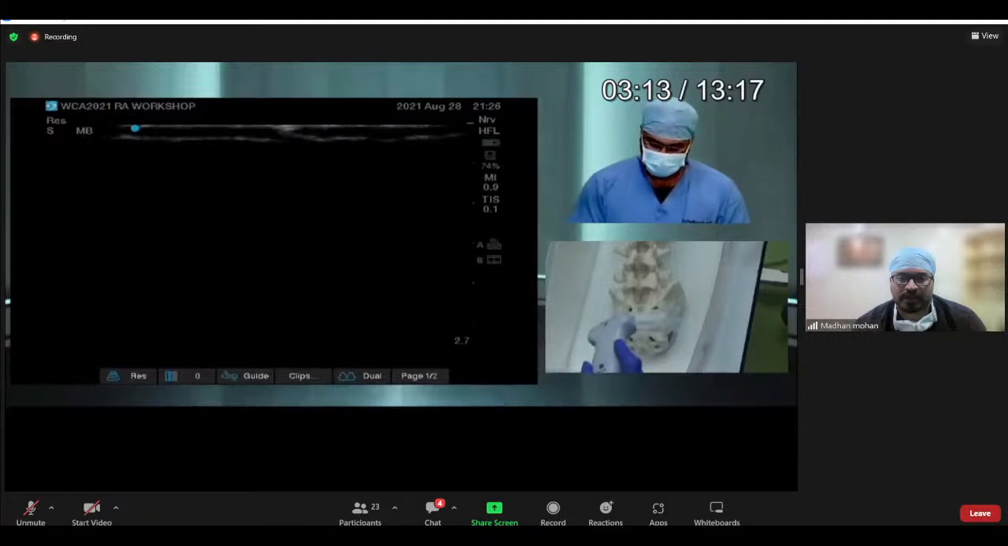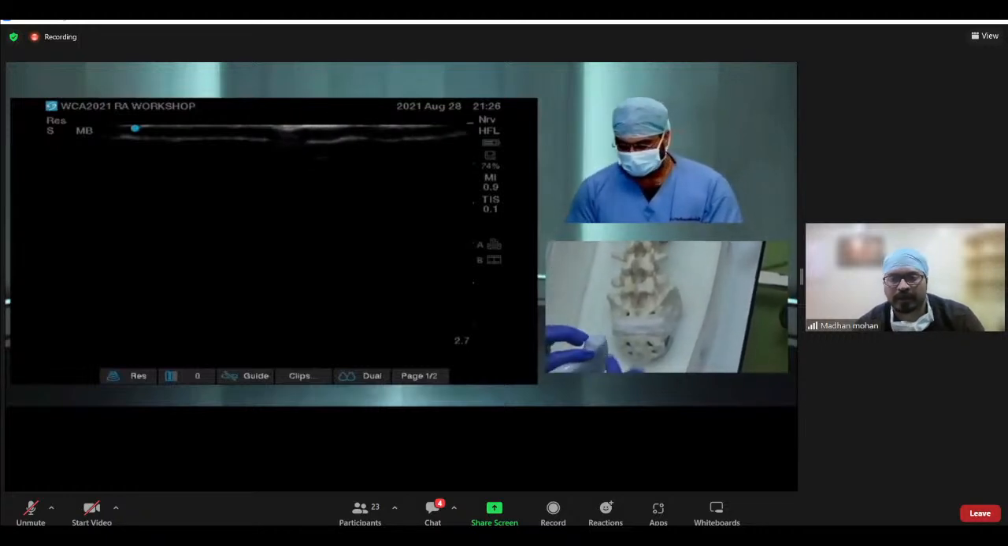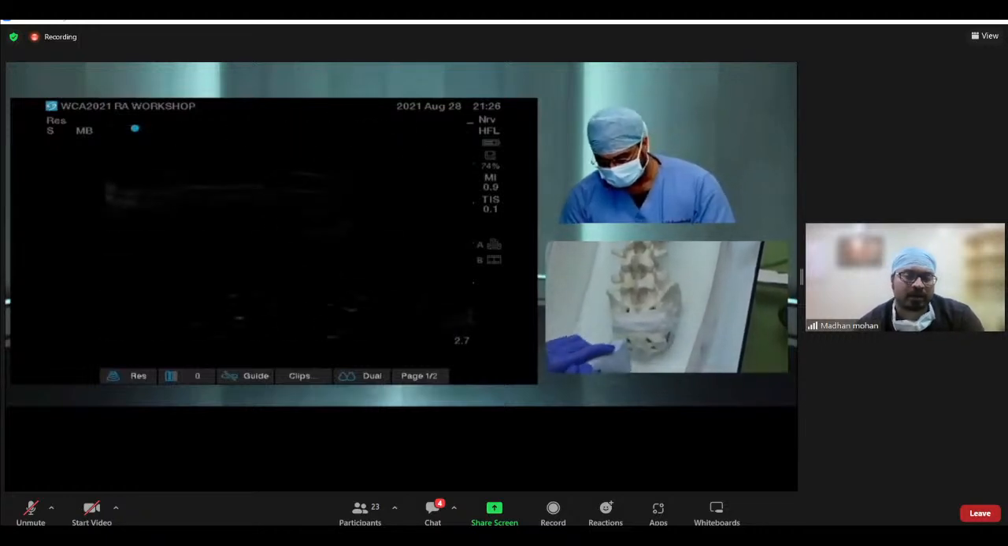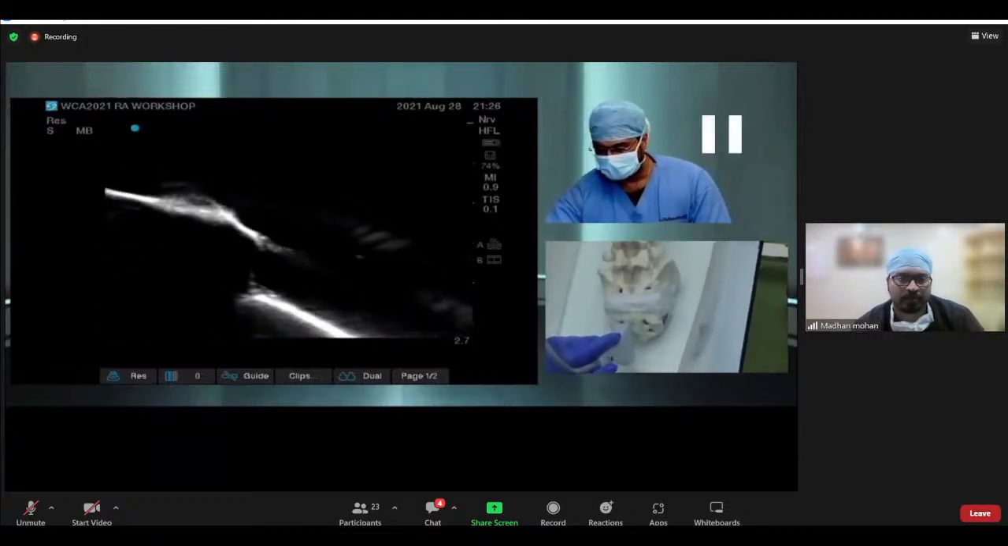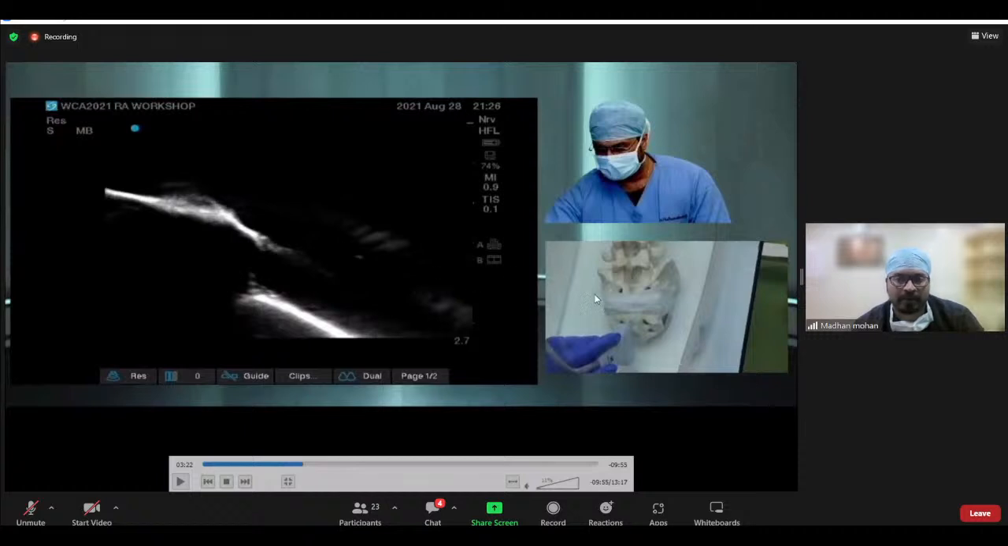So the other view which I told is the longitudinal view. Again, you can keep the orientation marker either cephalad or caudal, depending upon your comfort level. So the moment you keep it in the midline, you see the midline crest of the S4 vertebra and then the sacral hiatus. The sacral hiatus is the defect in the sacral canal.